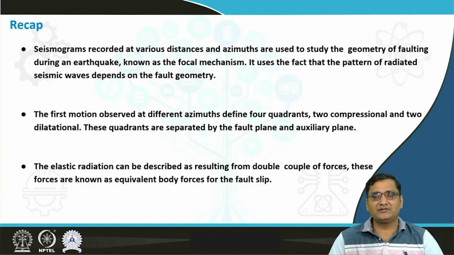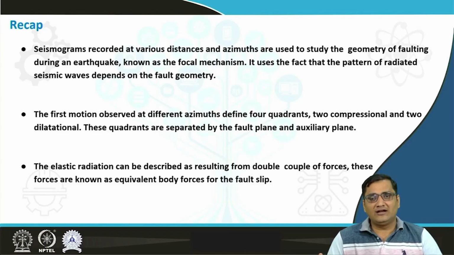For this purpose, we need additional information that may come from geodetic data, or from geology, or from the pattern of the aftershocks, from which you can identify the actual fault plane. The other plane will be the auxiliary plane. The elastic radiation can be described as resulting from a double couple of forces. These forces are known as equivalent body forces for the fault slip.